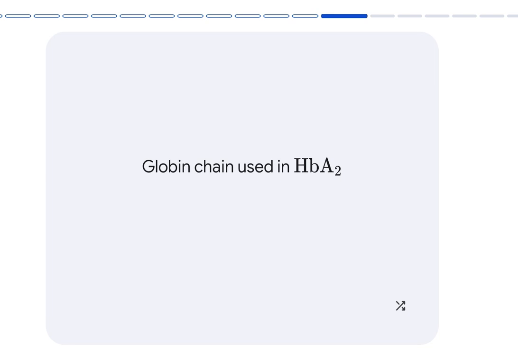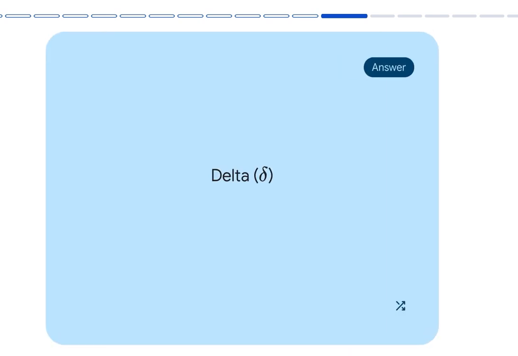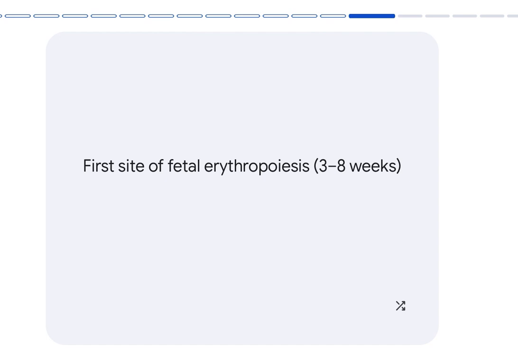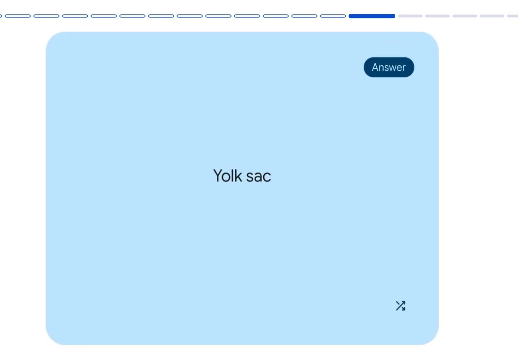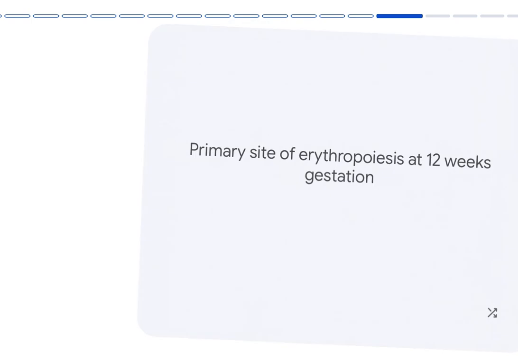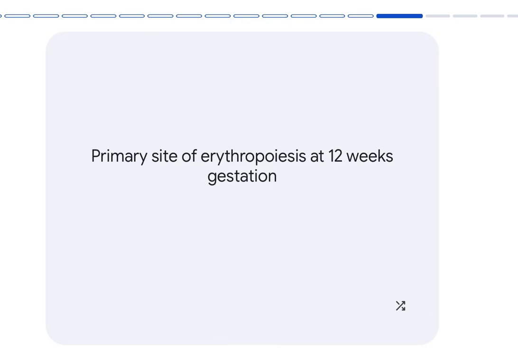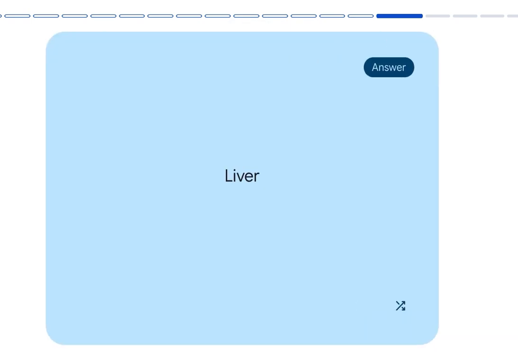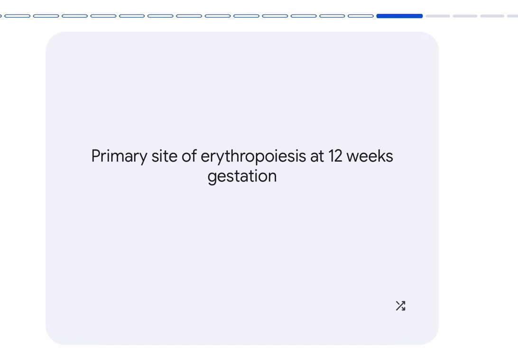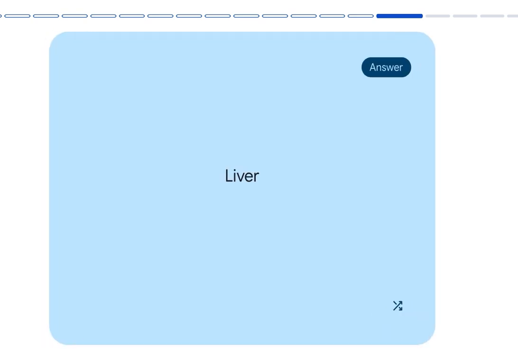Globin chain used in HbA2 is delta. First site of fetal erythropoiesis in 3 to 8 weeks of gestation is the yolk sac. Primary site of erythropoiesis at 12 weeks of gestation is the liver.